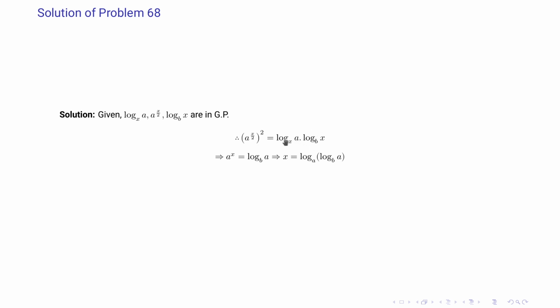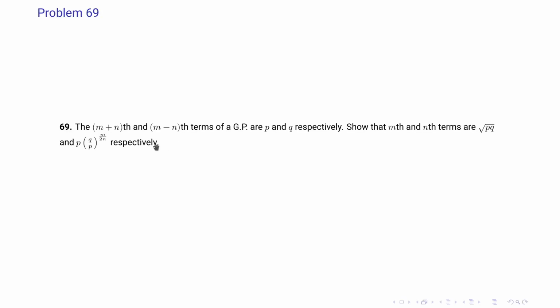So log x will get cancelled. It will be log a by log b, that is log of a with base b. So a to the power x is equal to log of a with base b. Now we take log of both sides with base a. So left hand side will become x and right hand side will become log of a with base b, and of that we take log with base a. So that is the value of x.